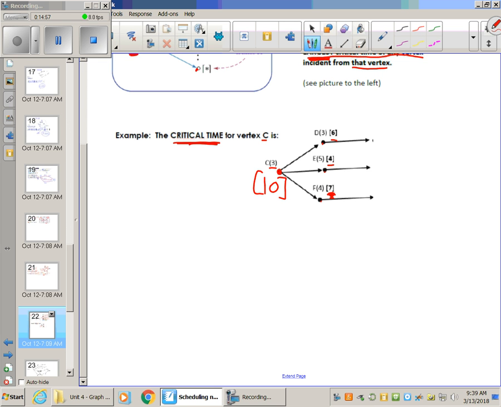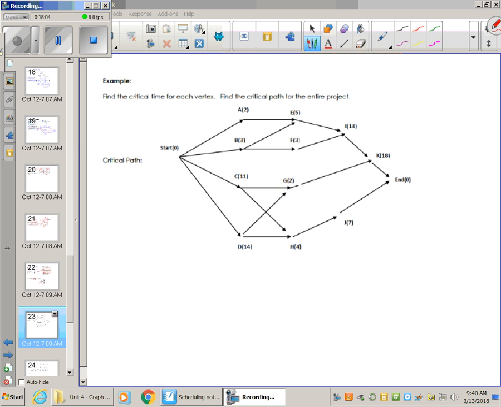Okay? And again, we're using all this information to find the critical path for project minimum time. So let's try an actual example with this. Here's an application. Hopefully after we do this example, it all makes sense. We're finding the critical time for each vertex, and then we're going to use that information to find the critical path. This is a very similar type of problem to what you're going to see. We're always trying to find the critical path for the project minimum time.